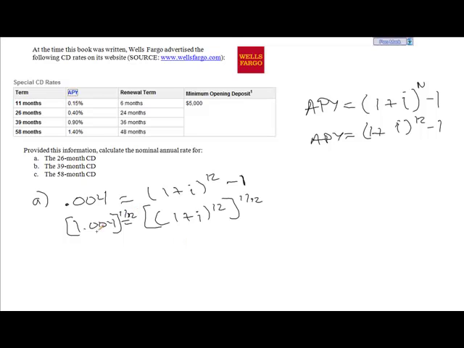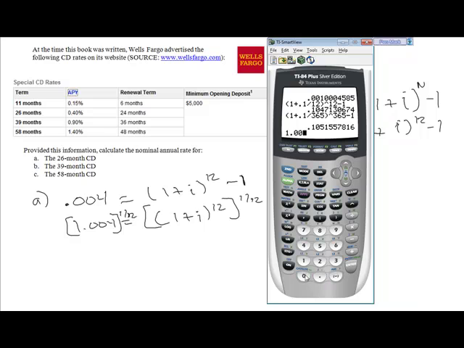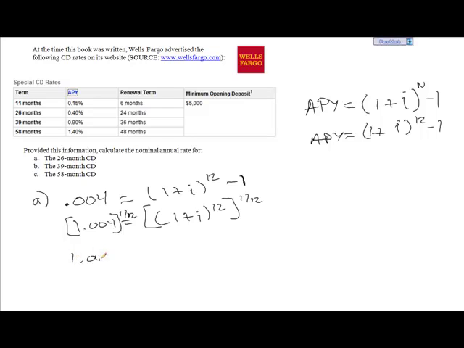So the question is, what is 1.004 raised to the 1/12th power? And I get 1.003327. And that's equal to 1 plus i, because now the 12th power raised to the 1/12th power cancels out to 1, and now I just have 1 plus i. So to get i, subtract 1. That's pretty easy to do. And so we get i is 0.003327.